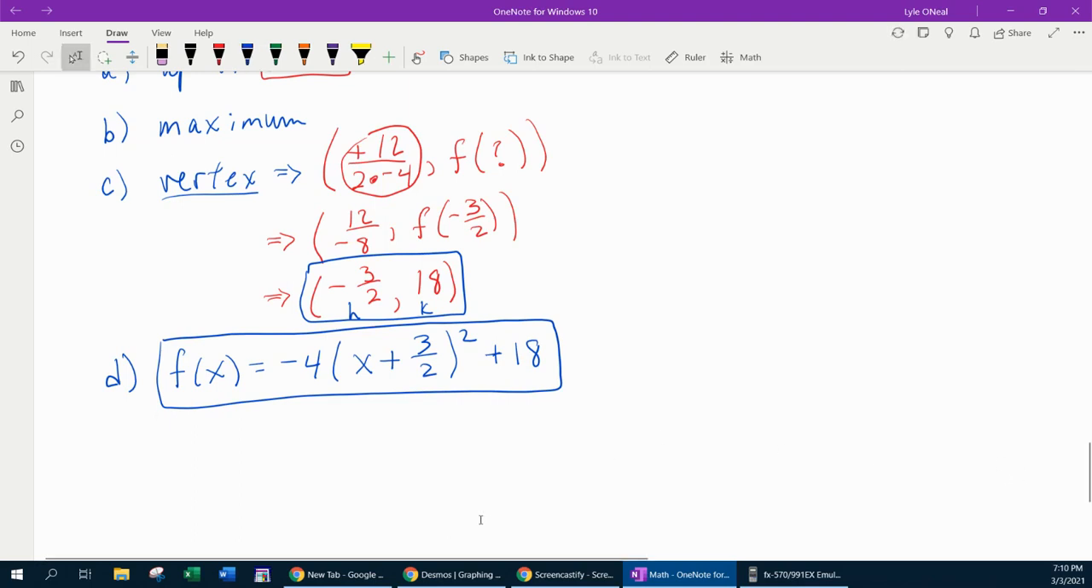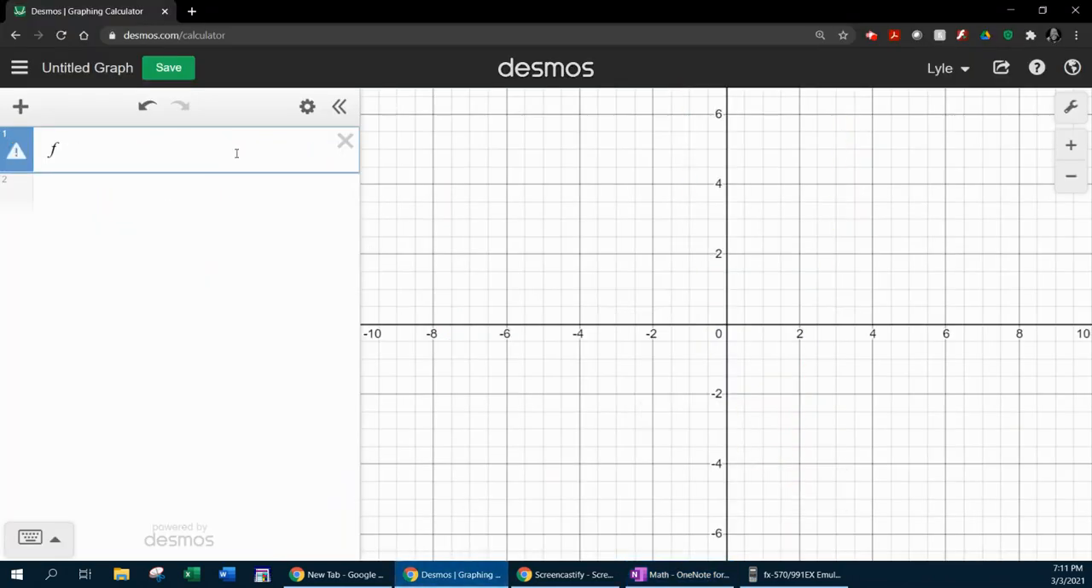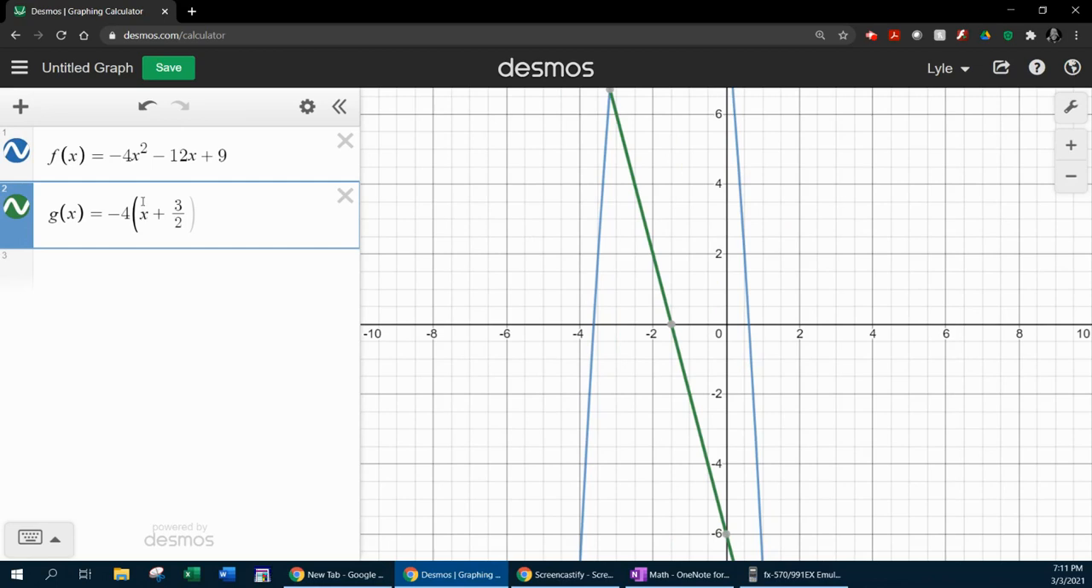And now I'm going to take a quick trip over to Desmos just to check and make sure that I got that right. So we're going to put in the original problem, f of x equals negative 4x squared minus 12x plus 9. And then I'm going to input as g of x my vertex form, negative 4 times (x plus 3/2) squared, plus 18.